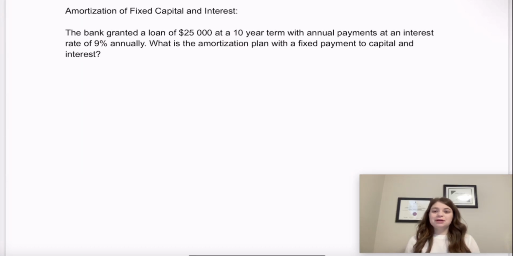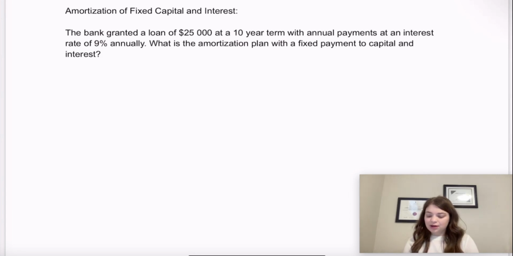So today we are going to be making an amortization plan for amortization of fixed capital and interest. And what I mean by fixed capital and interest is that the entire payment that includes capital and that includes interest is going to be the same each time. And this is pretty common, right? If you get a fixed term mortgage, typically what that means is that you're paying the same amount each month, right? Or if you get a fixed car payment, you're paying the same amount each month, right? Each time you pay, it's the same amount. So let's talk about how we can set up a plan like this.